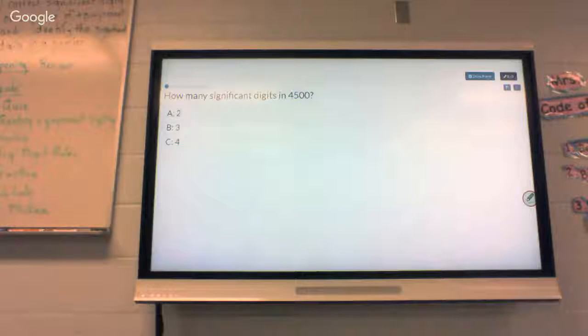All right, so we got 16 rights, 3 wrongs. Is there a decimal point in the answer? No. So it's an understood decimal point, which means the 2 zeros are not significant. There are only 2. How many significant digits in that number? How many significant digits in that one?